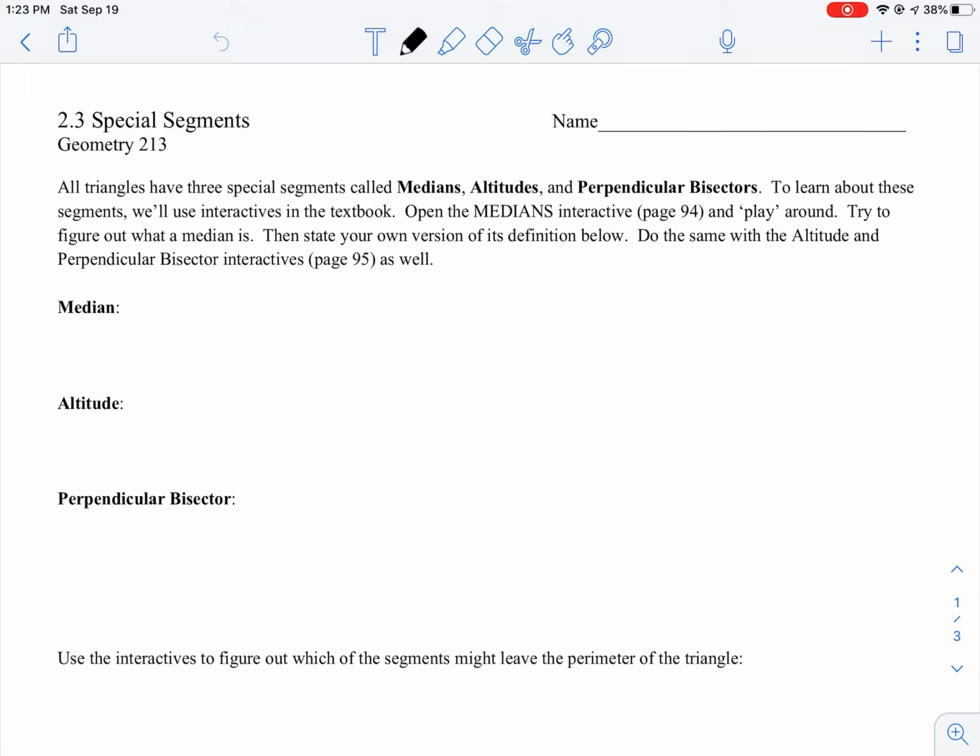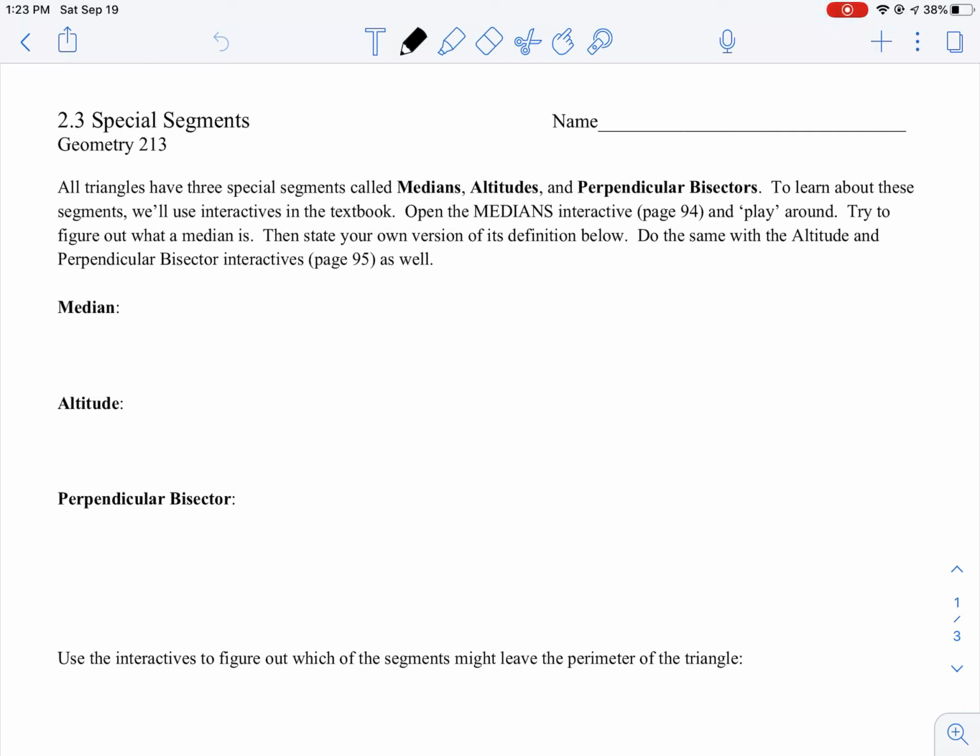Hey guys, this video will step you through the second part of section 2.3. We were working on equations of lines in the first part. This will take you through the special segments of a triangle. There are 3 special segments.